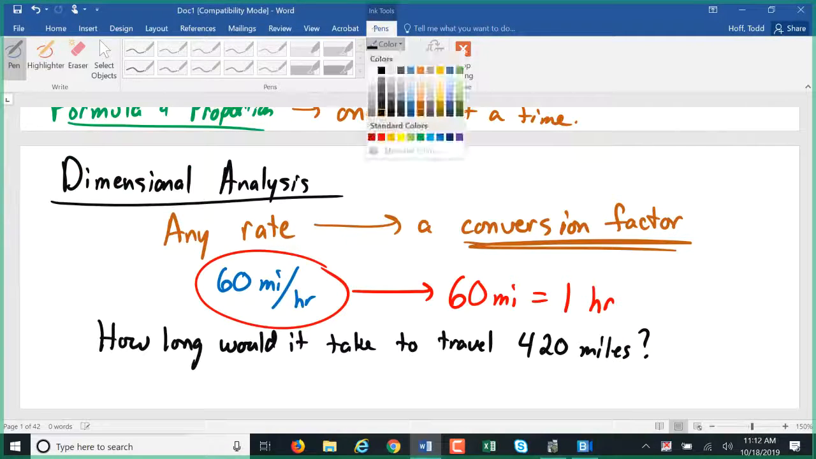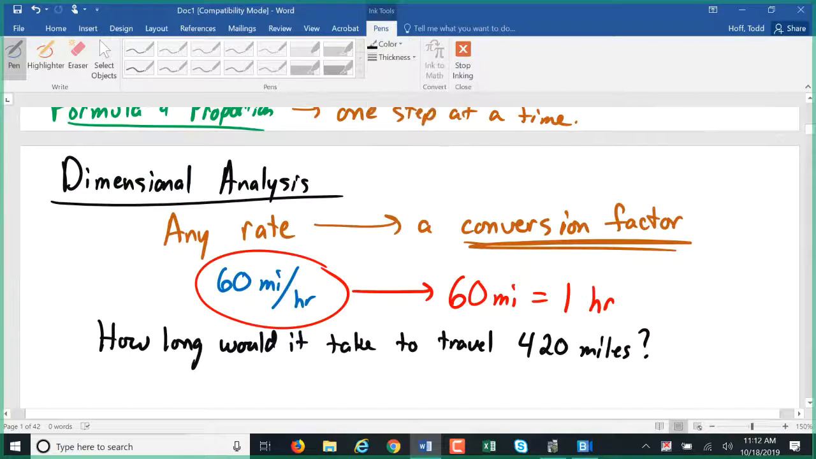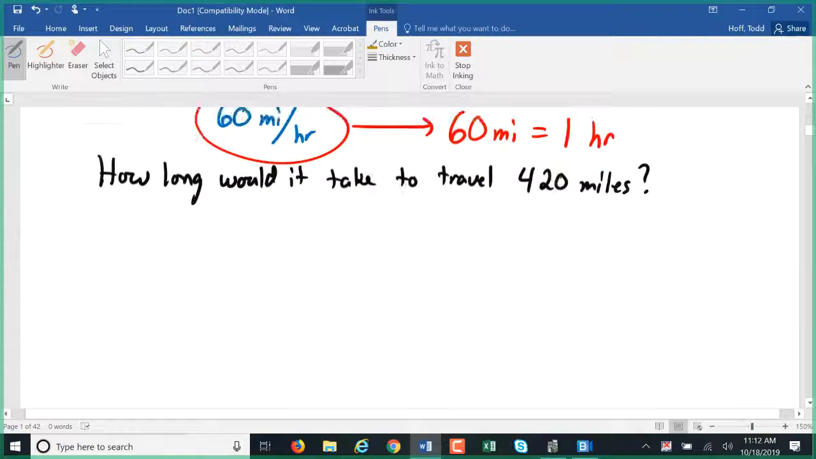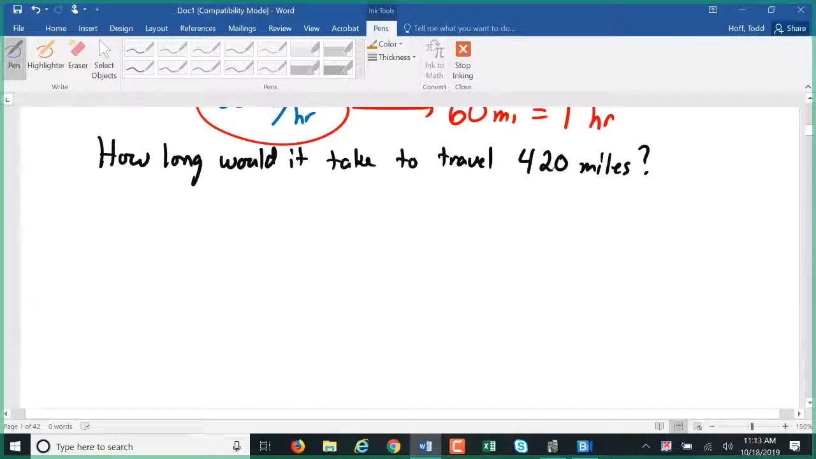There are all sorts of formulas out there for how you calculate time if you're given the distance and the speed. I hate formulas. I shouldn't say I hate formulas. Formulas are good if you can remember them. I don't like memorizing a bunch of stuff that applies to only certain circumstances. I like memorizing processes that can be applied to a lot of different circumstances. Dimensional analysis takes over here. How long would it take to travel 420 miles?